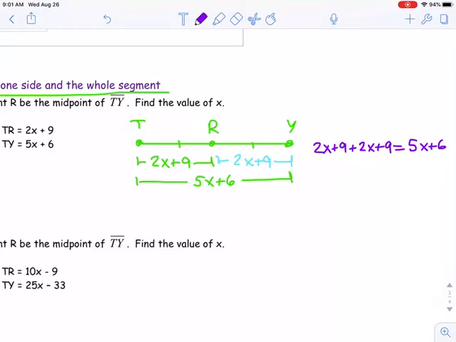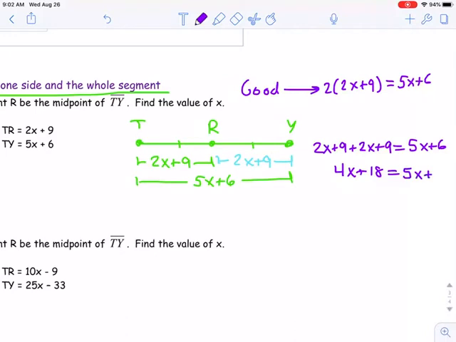I like just to do 2x plus 9 plus 2x plus 9. Some people, this is okay, this is legal, you're allowed to do this. This is the same thing. This is also good. They just like to multiply the left-hand side by 2. Either way, after you simplify the left-hand side, you're going to get 2x plus 2x is 4x, 9 plus 9 is 18. On both ways, you'll get this. If I just distribute this, 4x plus 18, it's the same thing. Just how you want to organize your work.